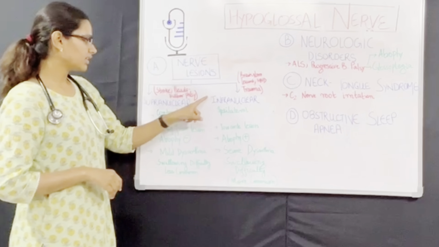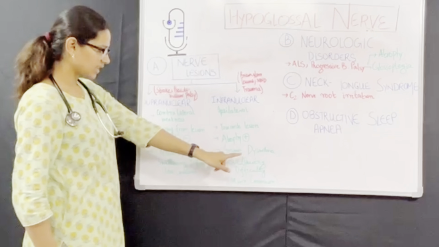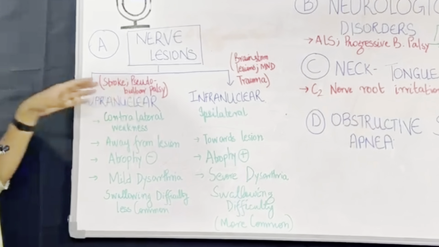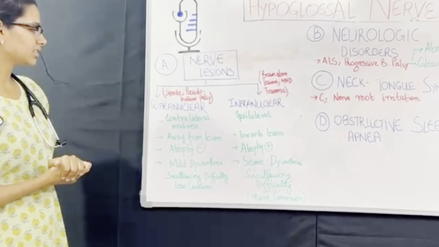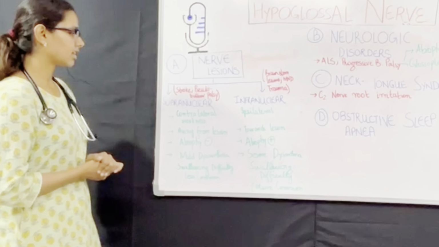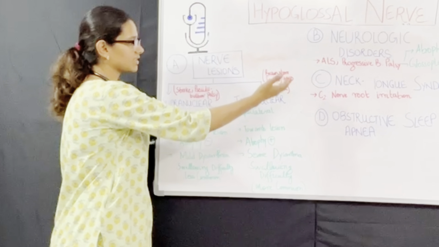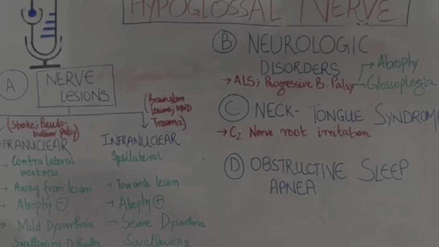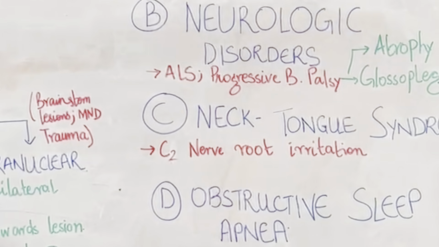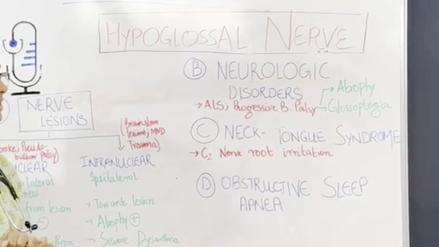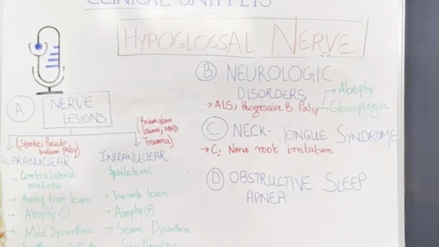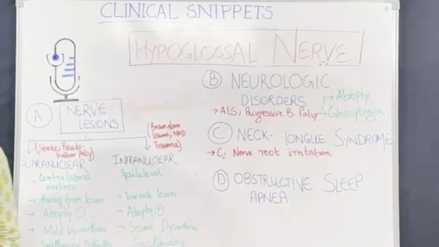In infranuclear lesion, we predominantly get atrophy, severe dysarthria and swallowing difficulty, and these features do not happen as markedly in supranuclear lesion. Supranuclear lesions can occur predominantly because of strokes and progressive bulbar palsy, whereas the common causes of infranuclear palsy are brainstem lesions, motor neuron disease and trauma. Now there are certain neurological disorders like amyotrophic lateral sclerosis and progressive bulbar palsy where the lower motor neuron features are seen, such as atrophy, glossoplegia, which is the complete inability of the tongue to move, and dysarthria and dysphagia.